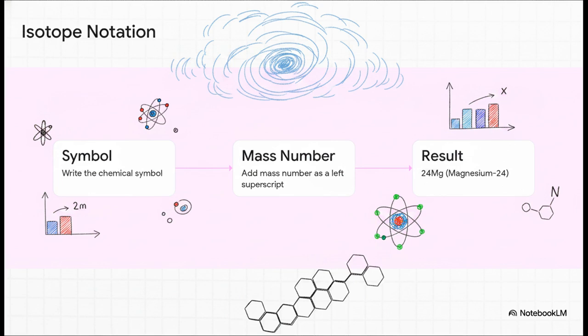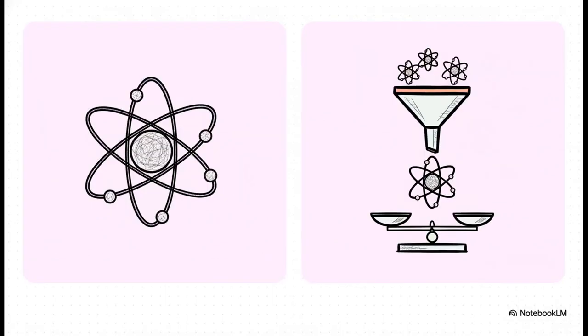In this case, 24. We read this out loud as magnesium 24. Every single magnesium atom anywhere has 12 protons, but the specific magnesium 24 isotope has 12 neutrons, giving us that overall mass number of 24. And this brilliantly illustrates a crucial distinction you're going to see a lot in chemistry. The mass number is a whole number. It's the exact literal count of protons and neutrons for one single specific atom.